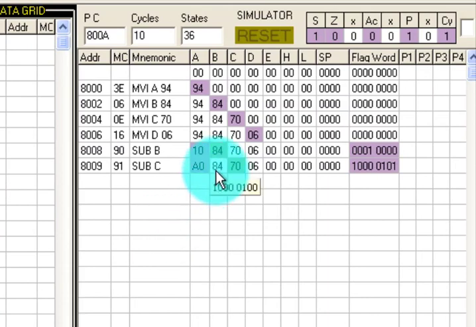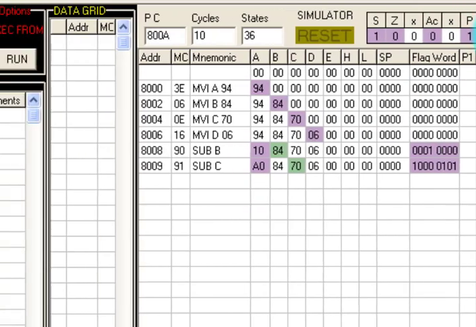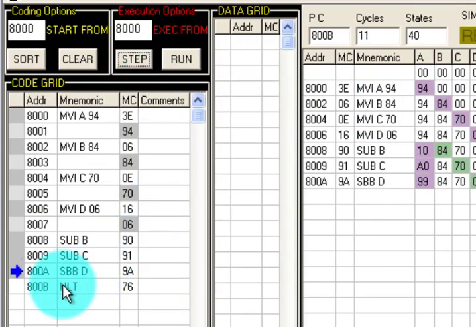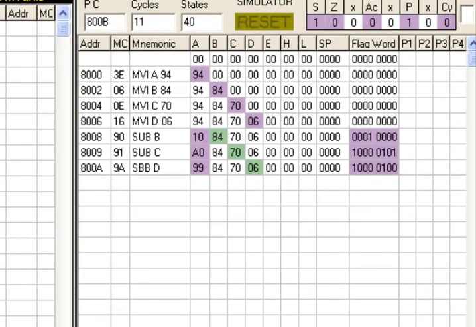With the next step, SUB C, it does the subtraction A minus C, and because in this case A was smaller than C, 10 minus 70, the result is actually A0, and with this we have a carry, that is, we have a borrow. Now with the next instruction, SBB D, it does A minus D minus the borrow. So the final result we get is 99. This is due to A0 minus 06 and minus 1, which was the previous borrow, that is the carry flag.